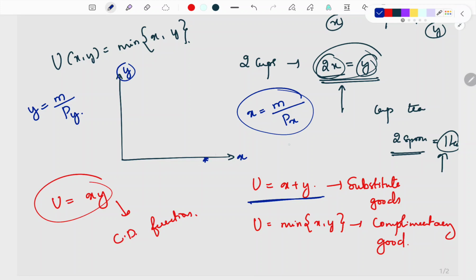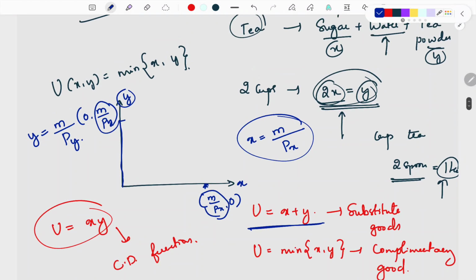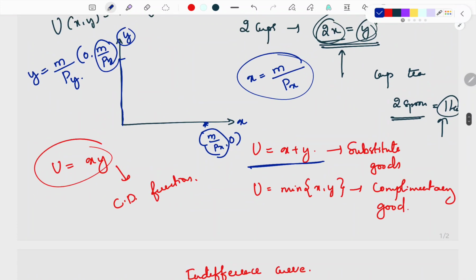It's like finding the axis intercepts. Now it's m by px comma 0, and here 0 comma m by py. Or I can directly say that this itself is a quantity of y, this much quantity, and here this is this much quantity of x. You got it. Now you can join the line. That is the total or the maximum quantity you can get.